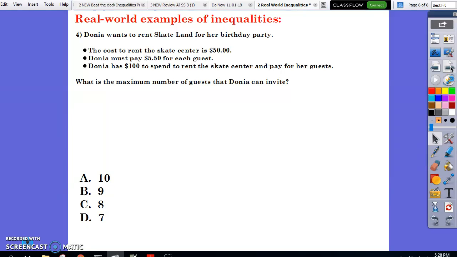Number 4. Dania wants to rent Skateland for her birthday party. The cost to rent the skate center is $50. Dania must pay $5.50 for each guest. Dania has $100 to spend to rent the skate center and pay for her guests. What is the maximum number of guests that Dania can invite?